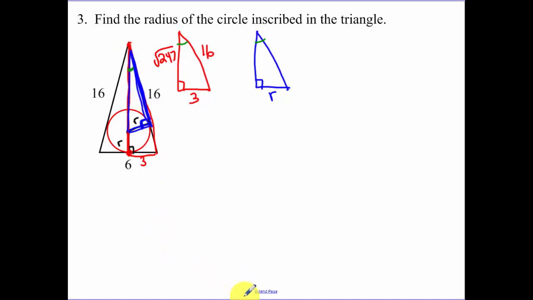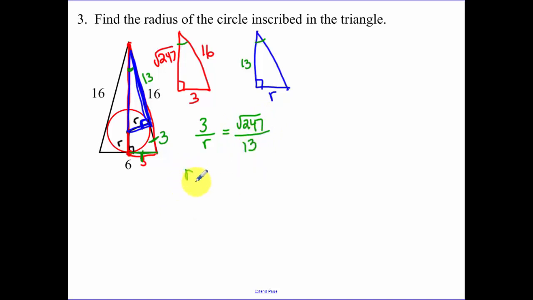Now let's look at this bottom piece right here. We know that tangents to a point are equal. So this is equal to that right there, making that 3, making this other leg equal to 13. So now it is a matter of setting up proportions. 3 is to r as square root of 247 is to 13.